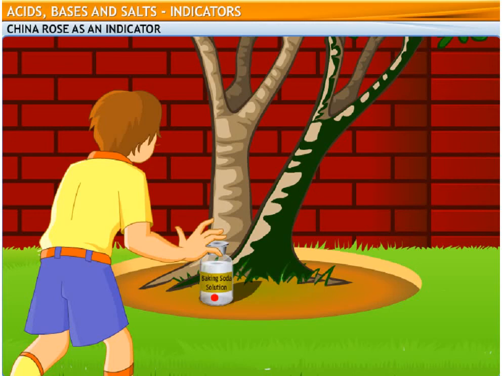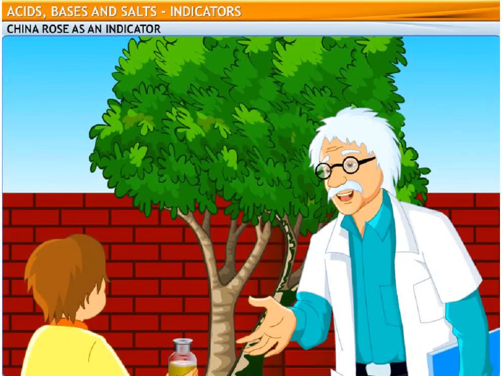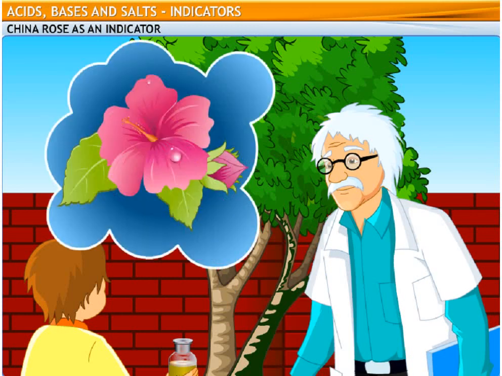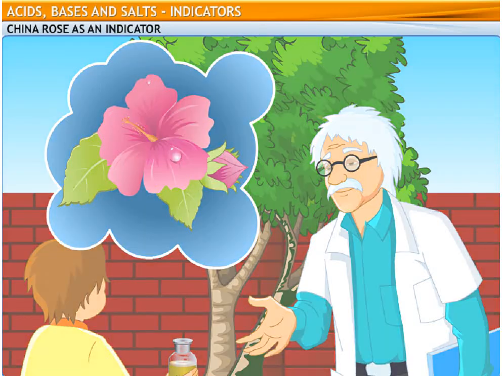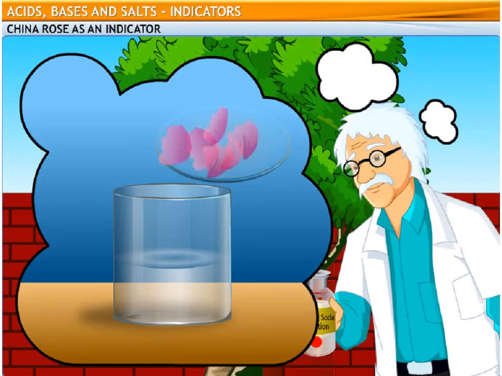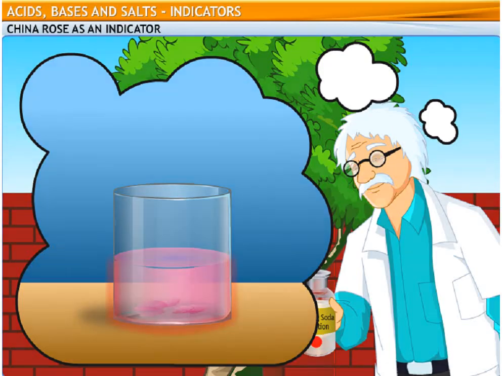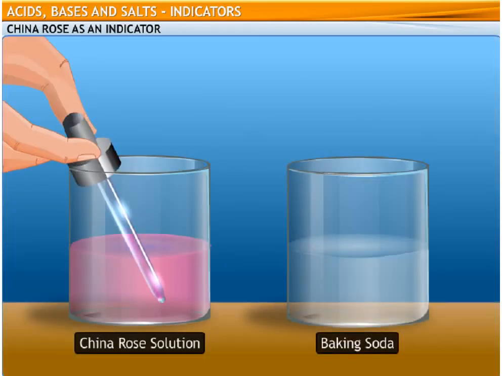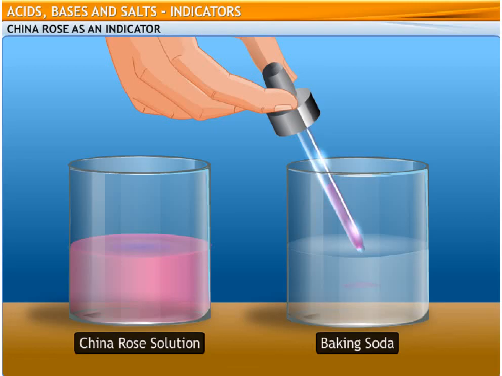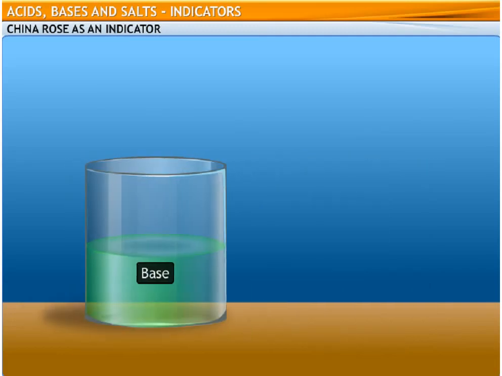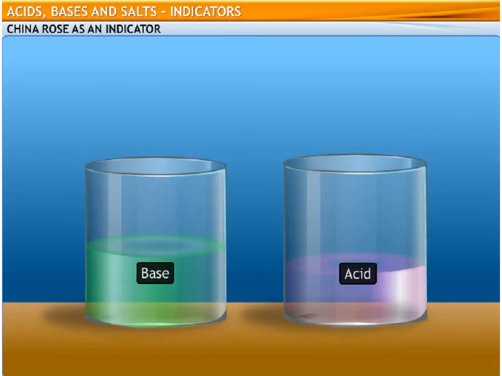Wow! Another item. Do you know that there is another natural indicator that we haven't tried yet? It is called China Rose. Here is a solution that I have made with some China Rose petals and warm water. This will tell us if the baking soda is acidic or basic. See how the China Rose solution has turned green? This means it is a basic solution. If it were acidic, it would have turned bright pink or magenta instead.